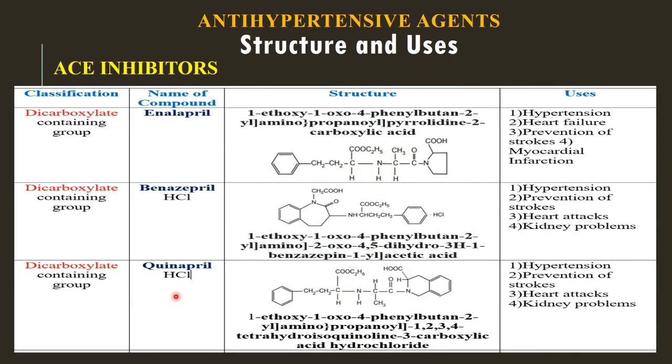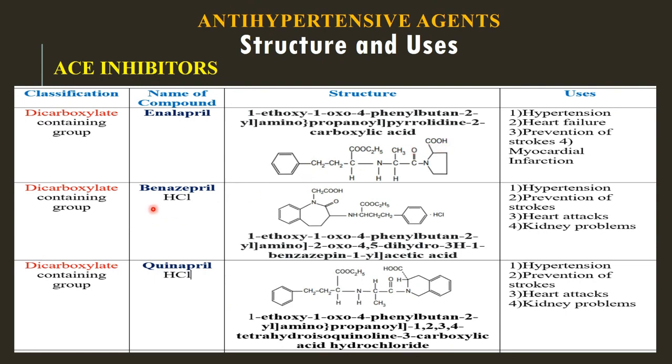The next drug coming under the ACE inhibitors is a dicarboxylate containing group. Example, enalapril. Here also you can see the pyrrolidine structure is present with the 2 carboxylic acid, and here also we have 2 carboxylate groups. It is 1, 2, 3, so 3 carbons, so it is 1 ethoxy, C2H5O is ethoxy, then 1 oxo is present, and then you have 4 phenyl butyl amino, then propanoyl pyrrolidine 2 carboxylic acid. Uses: it is used in hypertension, heart failure, prevention of strokes, and even in myocardial infarction.